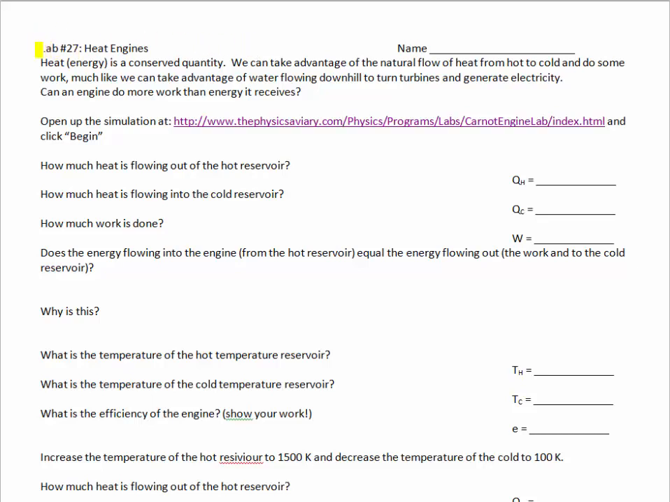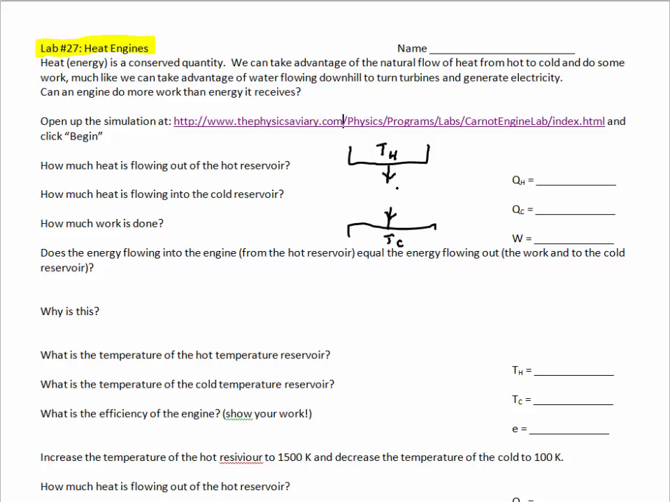Okay, the last lab. This is the lab on heat engines, so lab number 27. Something we know about heat engines is we're going to have a hot reservoir that is at some hot temperature, and we're going to have a cold reservoir that's going to be at some cold temperature, and the natural flow of heat is to flow from the hot reservoir down to the cold reservoir.